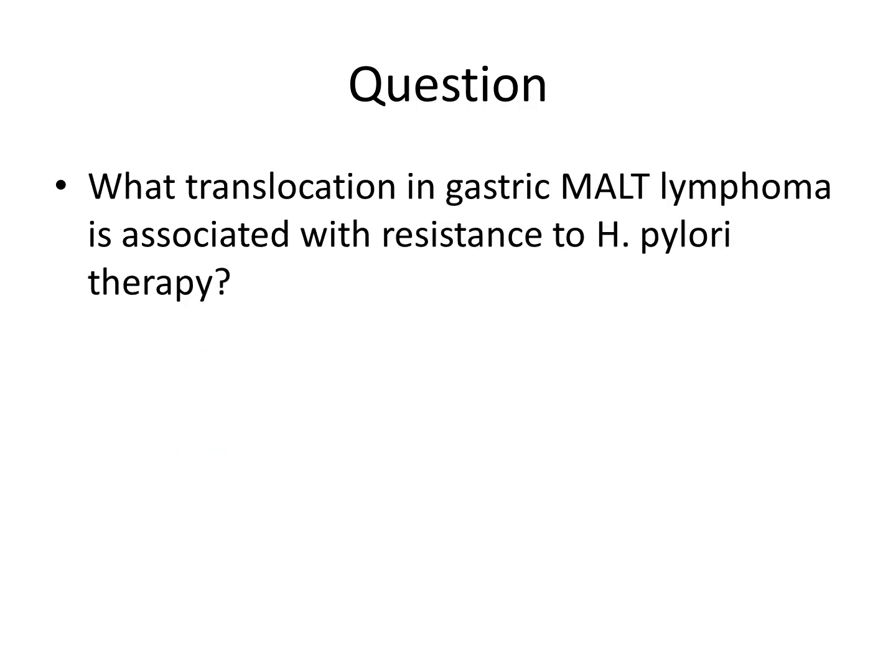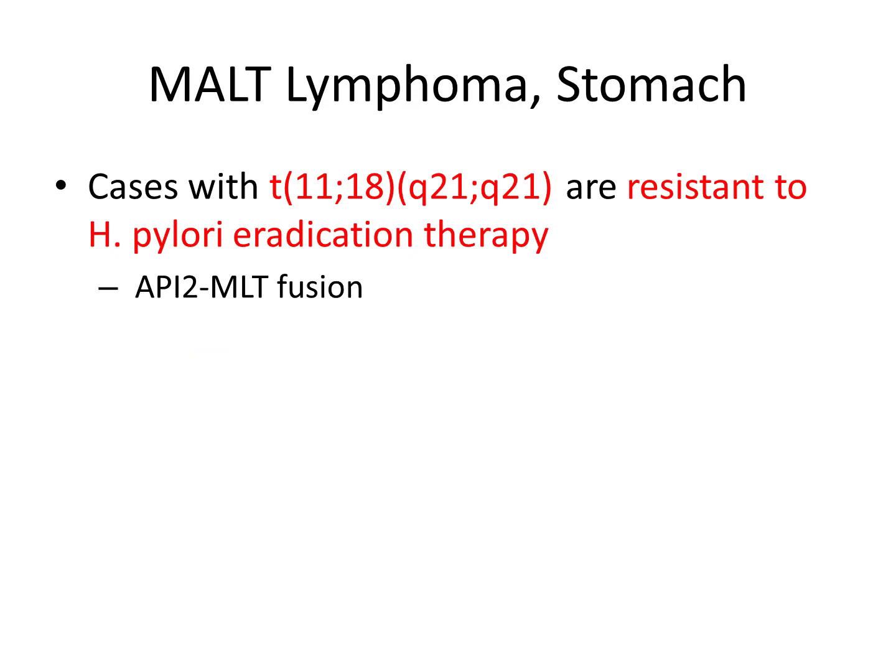Another related question. What translocation in gastric MALT lymphoma is associated with resistance to Helicobacter pylori therapy? The translocation that is associated with resistance to Helicobacter pylori therapy is the one involving chromosomes 11 and 18. This is the API2-MALT1 fusion.